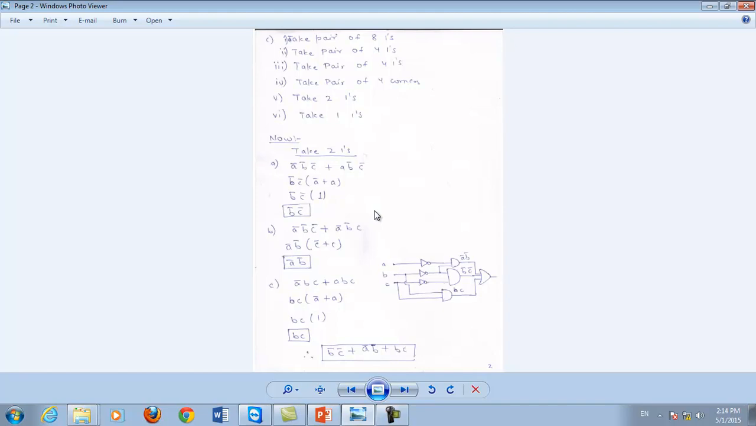This is all about the K-maps or the simplification of gates using K-map.